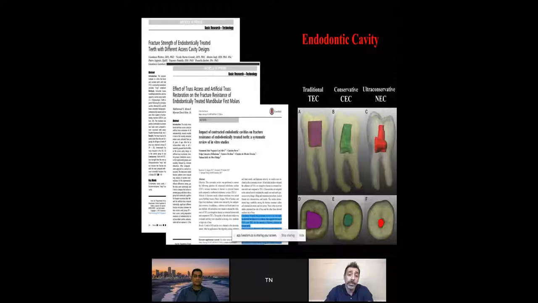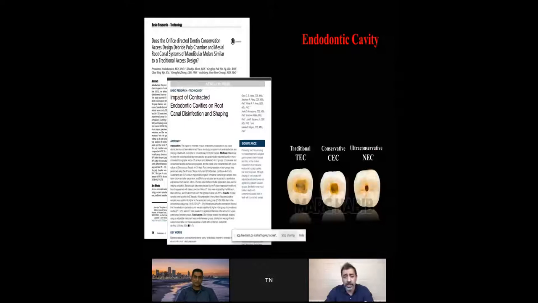Other clinicians and other scientific articles were talking about this access cavity as well. And with the ultra-conservative access cavity, what is the impact of this access cavity when we are talking about the cleaning inside the access cavity? They found in their studies, in these two very interesting articles, that after the cleaning and shaping, they found remnants of tissue inside the obturation. So an ultra-conservative access cavity, in my opinion, is not a recommended access cavity.